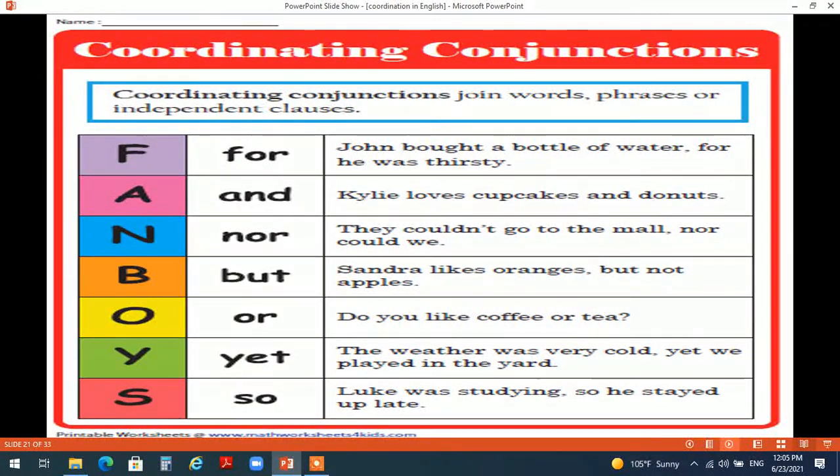Or is also for choice, and the choices are positive. Do you like coffee or tea? Yet, we also said, means contrast. The weather was very cold yet we played in the yard. So is used to express result. Luke was studying so he stayed up late.